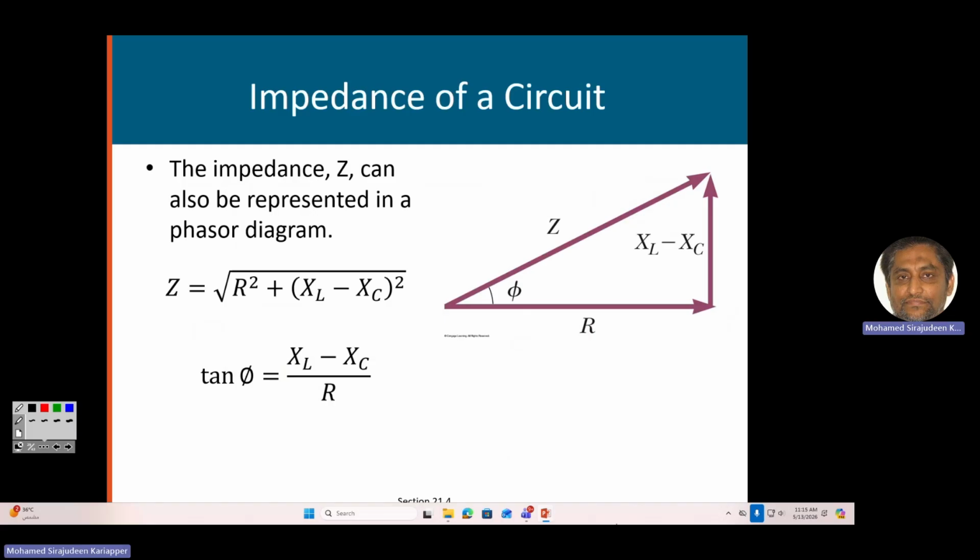Now we talk about the resistance and reactance. Resistance, we can say it is along the x-axis. It is in the same phase as the current. So we put it in the horizontal or the x-axis. Capacitors and inductors, like the resistance, will reduce the current, but at the same time they will also shift the phase.